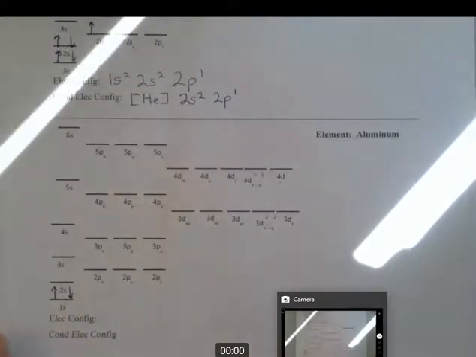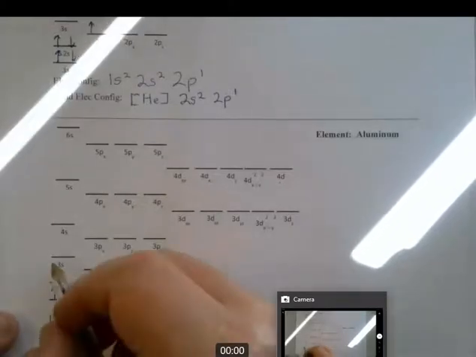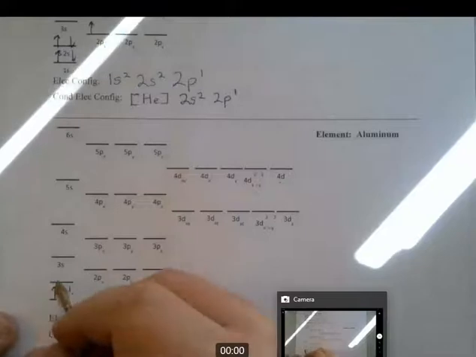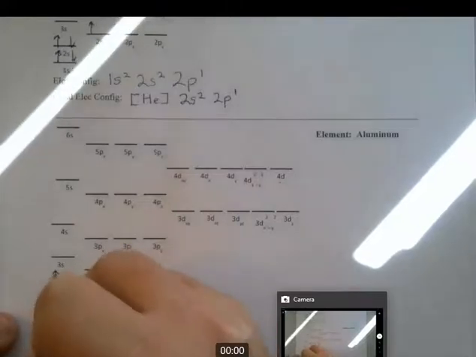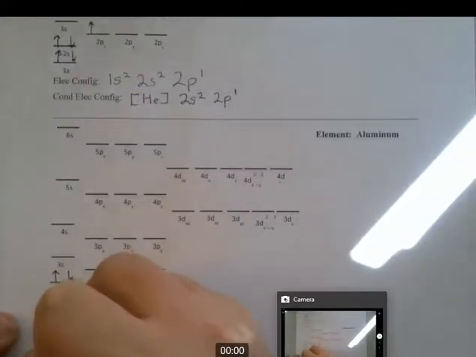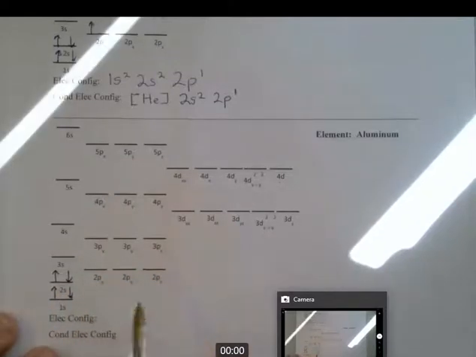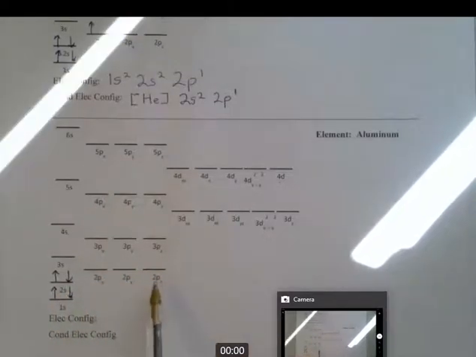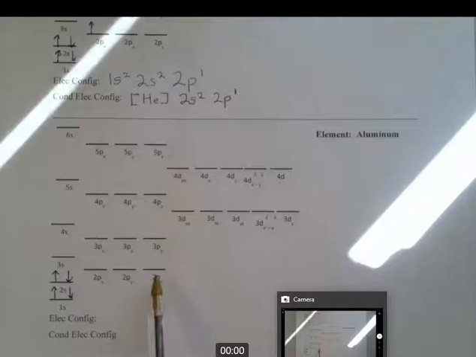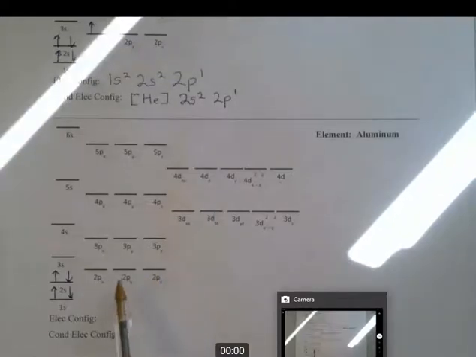Then 2s. Everything in the second row is going to be filled. Since aluminum's in the third row, everything below that has to be filled. So there's an electron up and an electron down. Now we have to fill the 2p orbital, and it's going to be completely filled because we've got to get all the way down to the third row. But I'd like you to practice doing it in the proper order.